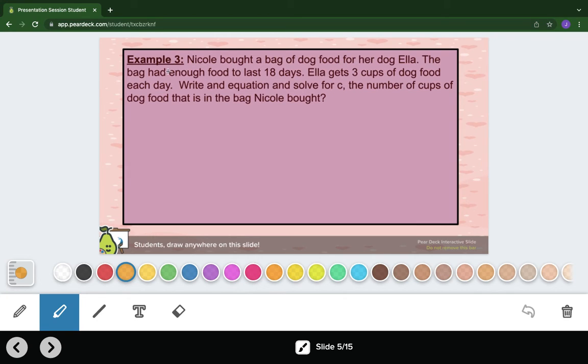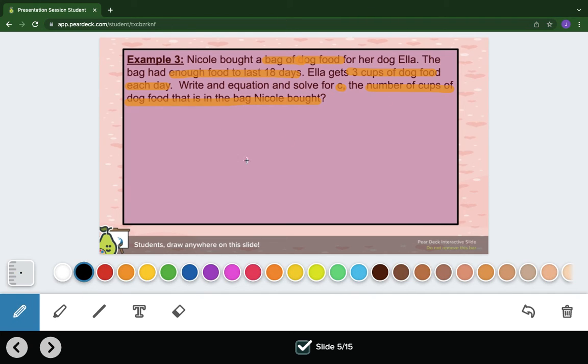She bought dog food, and the bag has enough food to last 18 days. She gets 3 cups of dog food each day, so that is guaranteed. We also know that C is the number of cups of dog food that Nicole bought. I'm going to give you a moment to write your equation for this one, and then we can compare. Pause the video, and then I'll talk about it.